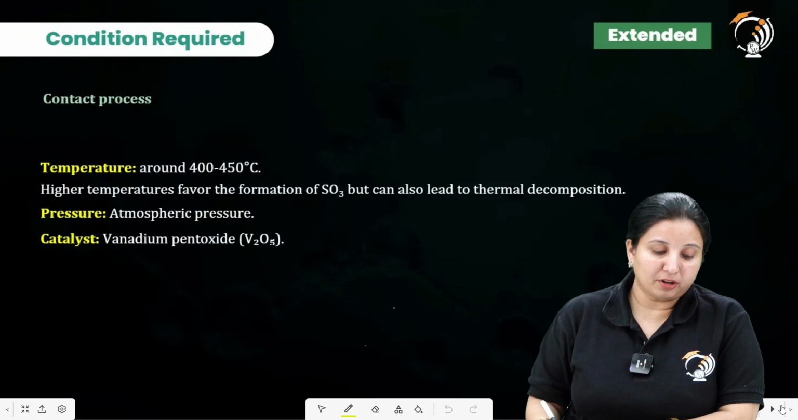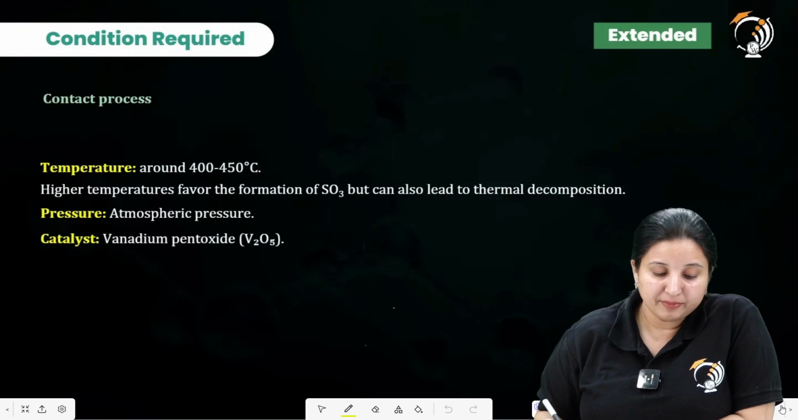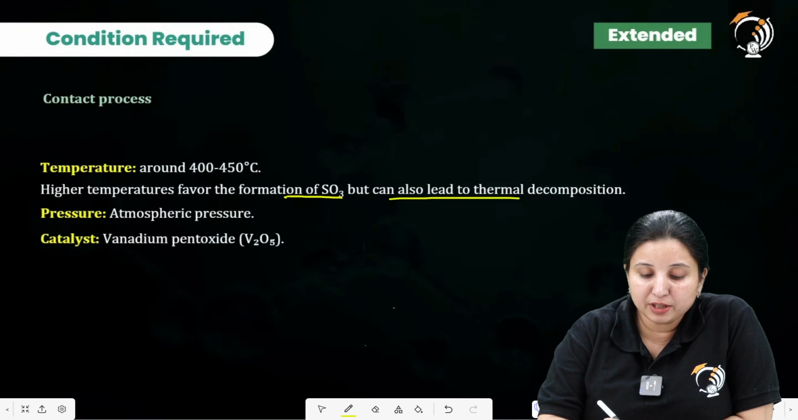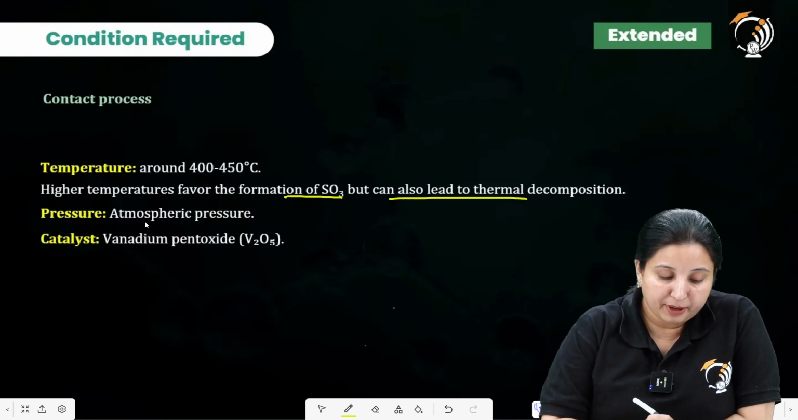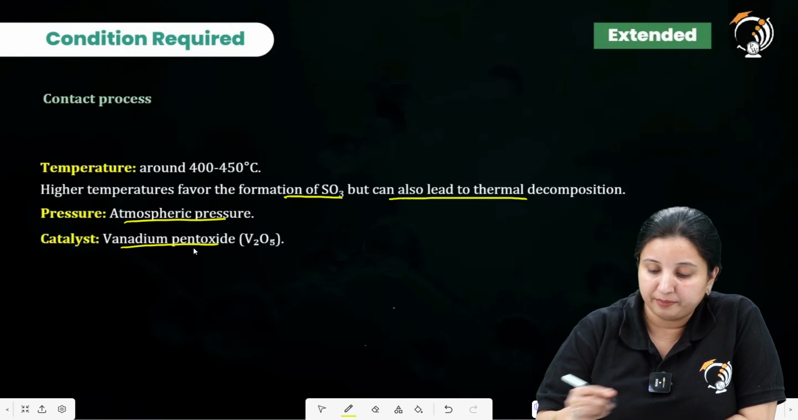In the case of the contact process, around 400 to 450 degrees centigrade temperature. High temperature favors the formation of SO3 but can also lead to thermal decomposition. Pressure is atmospheric pressure, and the catalyst is vanadium pentoxide, which we use over here.